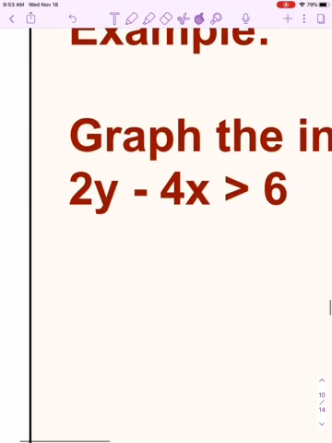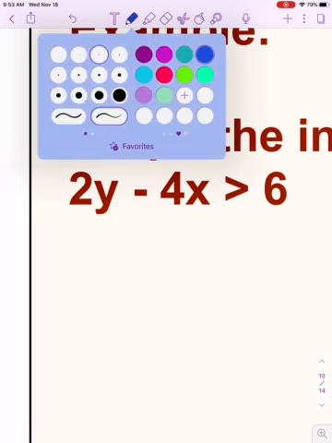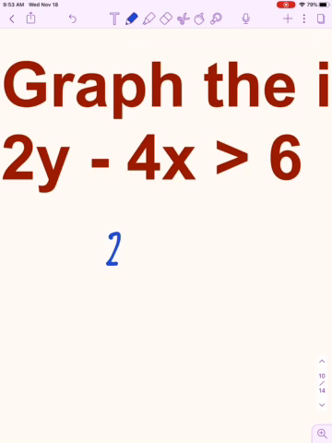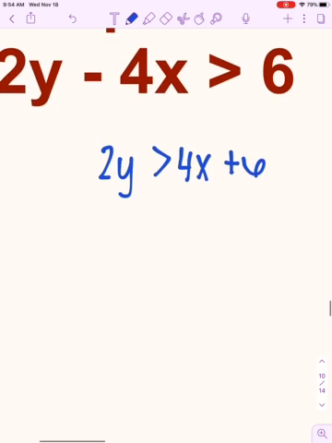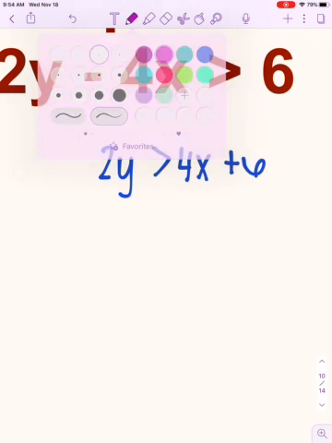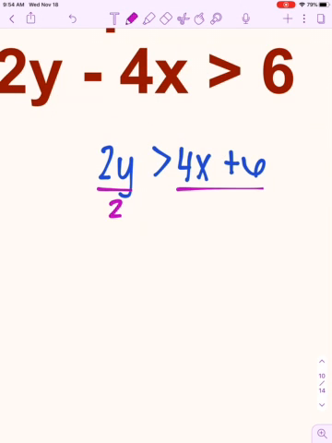Okay, let's look at this one. The y isn't by itself, so we're not ready to graph it yet, so we're going to add the 4x over. Adding with inequalities doesn't change it, so when we add the 4x, we just get a positive 4x plus 6, and it's still a greater than sign. We are not done yet, so we have to divide everything by 2.